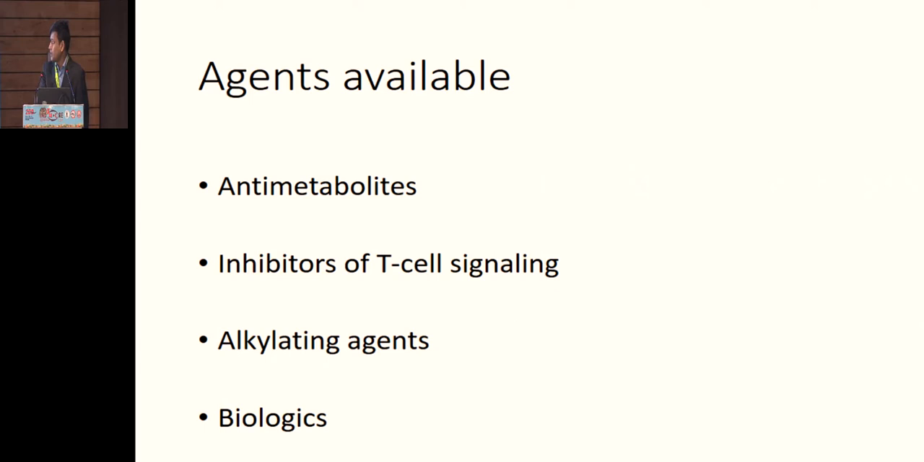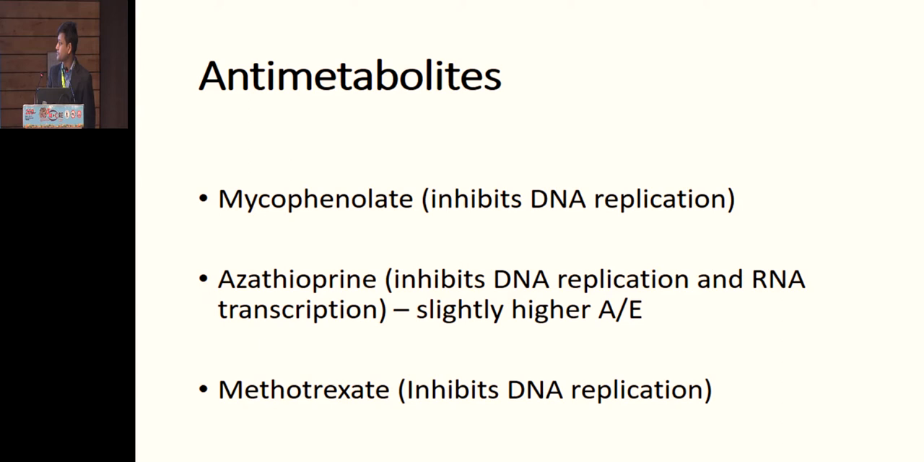Broadly, I have divided them into four types: antimetabolites, inhibitors of T cell signaling, alkylating agents, and biologics. The first three are actually immunosuppressives, that is, they suppress the immune system. And the last ones, the biologics, are the immunomodulators, in that they alter the immune system so that we can change the response. So these are agents that we pretty commonly use.